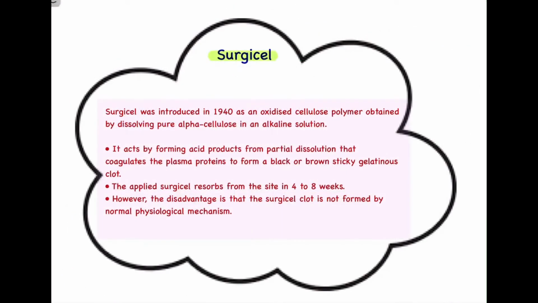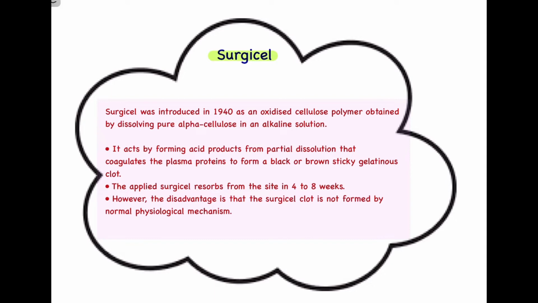Moving on towards our next chemical method to achieve hemostasis, we have Surgisil. Surgisil is routinely used nowadays, right? It was initially introduced in the year 1940 as an oxidized cellulose polymer. It is basically obtained by dissolving pure alpha cellulose in an alkaline solution. So it is an oxidized form of cellulose, and as we know, cellulose is a polymer.